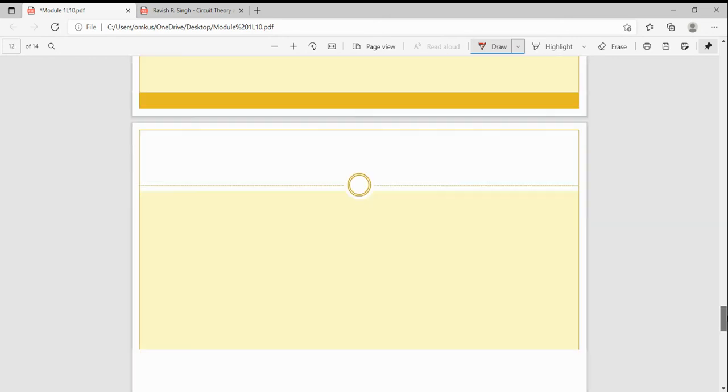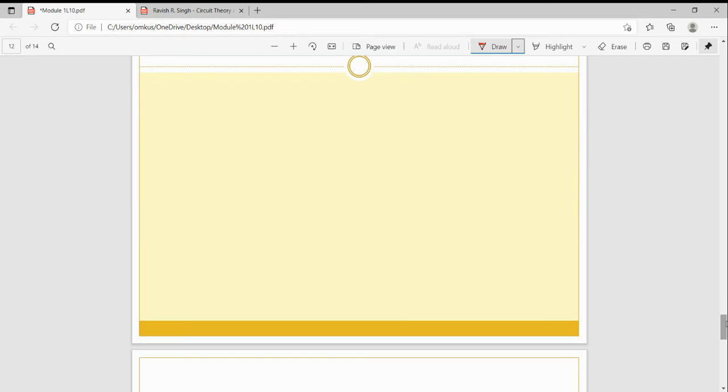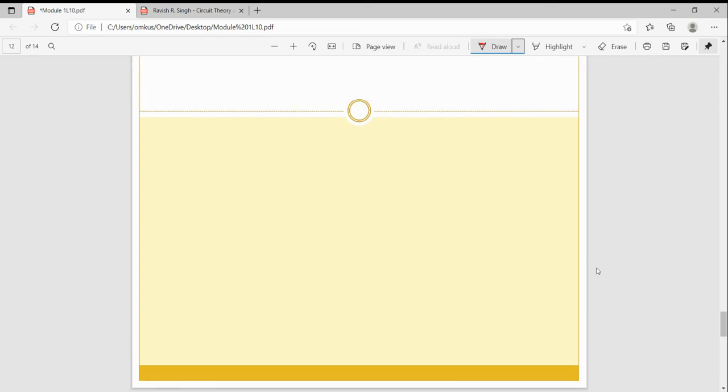Okay. Now one more theorem, and the last theorem which I need to take here, that is Millman's theorem. This theorem is also called the parallel generator theorem.